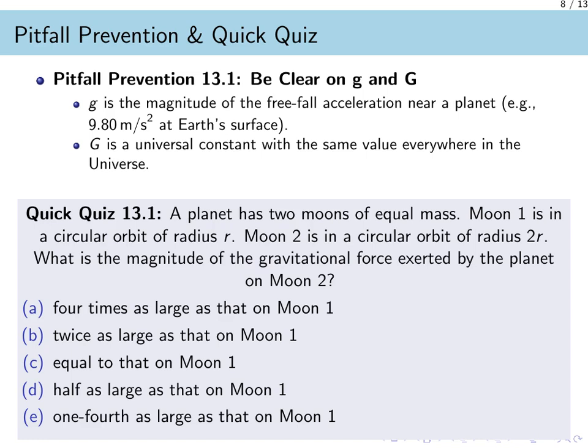Now let us test our understanding of the force law with a quick quiz. A planet has two moons of equal mass. Moon 1 is in a circular orbit of radius r. Moon 2 is in a circular orbit of radius 2r. The question asks for the magnitude of the gravitational force on Moon 2 compared to the force on Moon 1. Remember that the gravitational force is inversely proportional to the square of the distance. Since Moon 2 is twice as far away, consider how that affects the force. Please pause and select your answer.